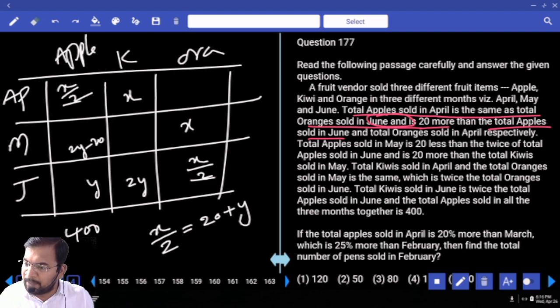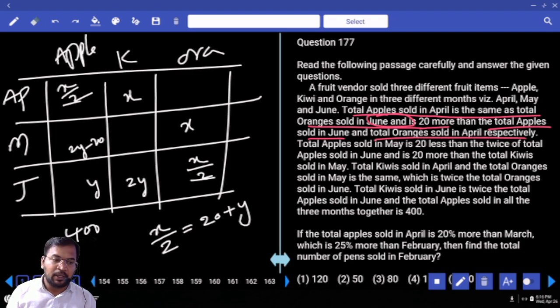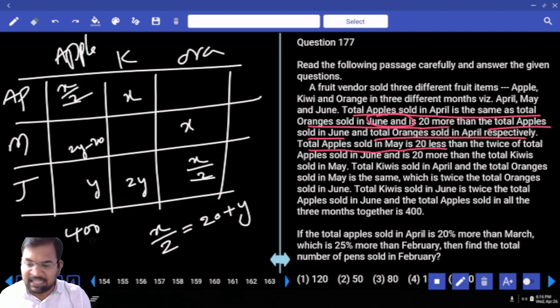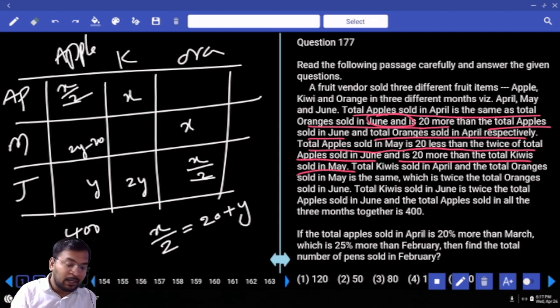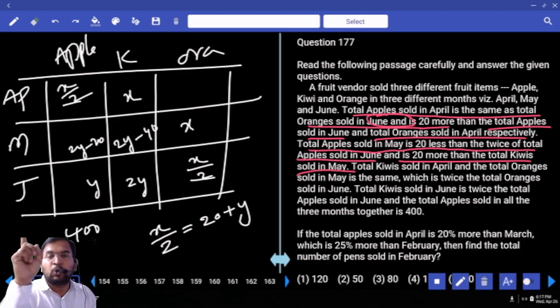20 less. Next statement is what? And total oranges sold in April respectively. Keep aside. Total apples sold in May is 20 less than twice the total apples sold in June and 20 more than the total kiwis sold in May. If it is 20 more, then the kiwis must be 2y minus 40, because if you add 2y minus 40 plus 20 then you will get 2y minus 20.